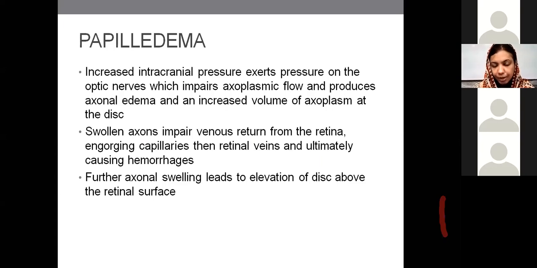Papilledema: increased intracranial pressure exerts pressure on the optic nerves, which impairs the axoplasmic flow and produces axonal edema and increased volume of axoplasm at the disc. Swollen axons impair venous return from the retina, engorging capillaries, then the retinal veins, and ultimately causing hemorrhages. Further axonal swelling leads to elevation of the disc above the retinal surface.